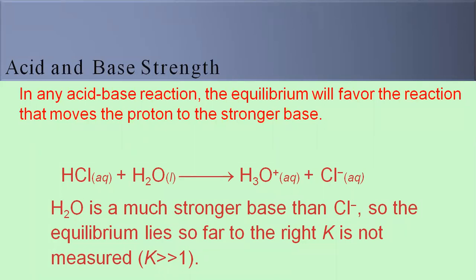Now, acid-base strength. How can you find it? Just explain this thing. In any reaction, the equilibrium will favor the reaction that moves the proton to the stronger base. For example, HCl and H2O combined together, they form H3O positive and Cl negative. So H2O is a much stronger base than the chloride. So the equilibrium lies so far to the right that K is not measured, means the value of K is greater than 1.